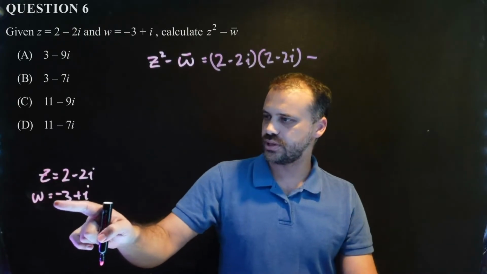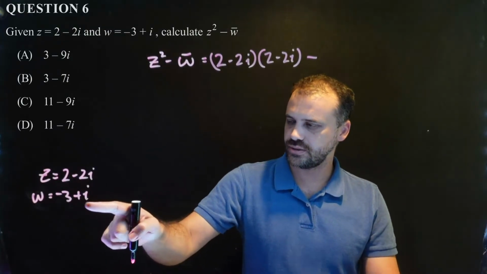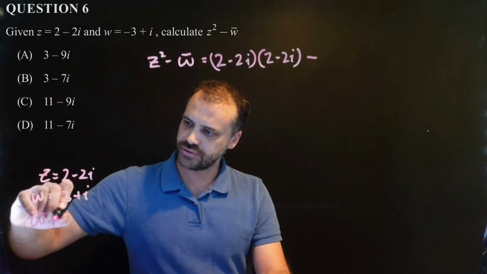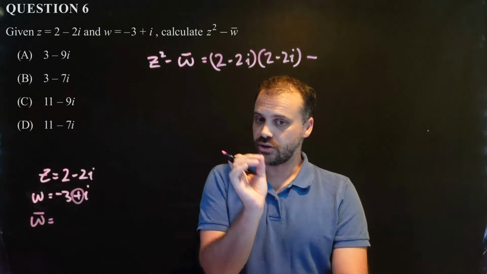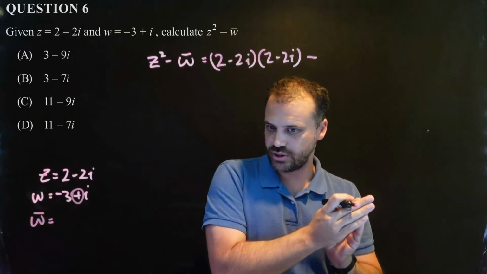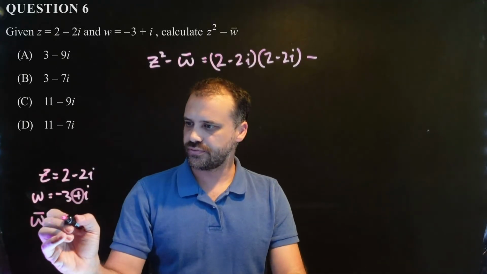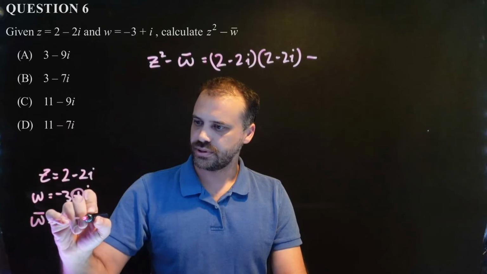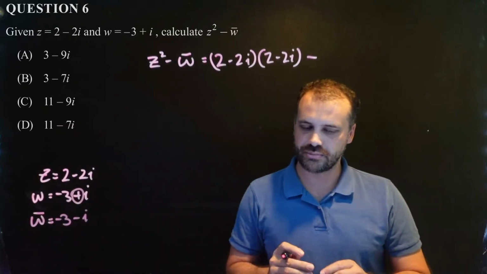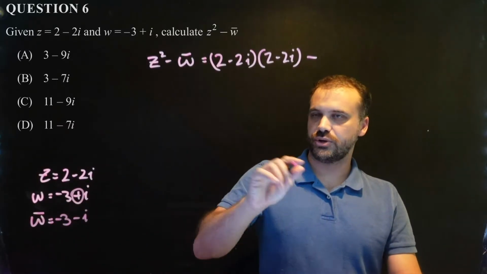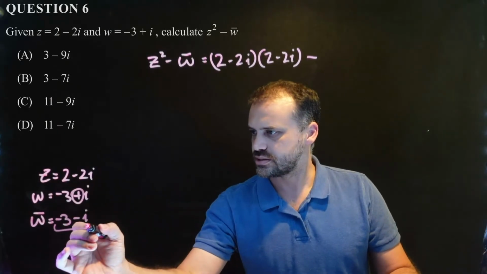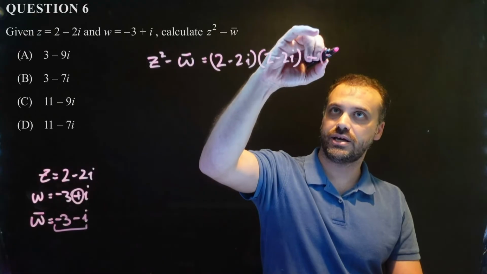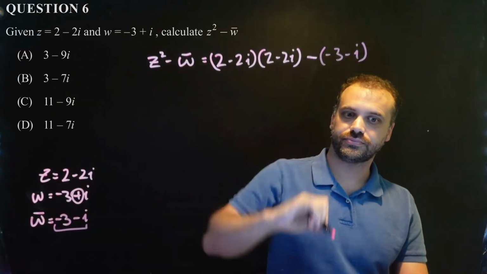Now, w is negative 3 plus i. If you want to write the conjugate of it, all we're doing is changing the sign of the imaginary component. So that negative 3 will remain negative 3, but this is not positive i anymore, it's negative i. So, got to be a bit careful here because we're subtracting this. Subtracting negative 3 minus i.